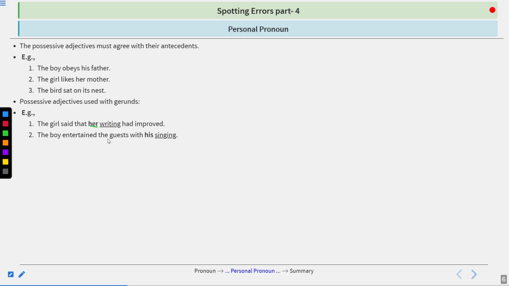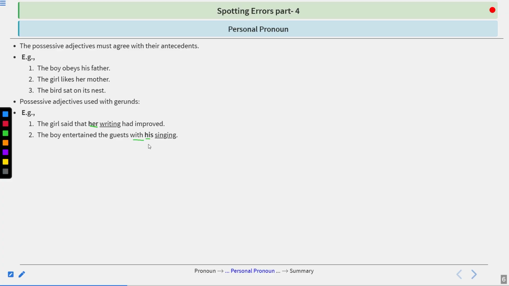The boy entertained the guest with his singing. So with is a preposition here. And the word singing has become the object of the preposition with. So it is a gerund, and we have used a possessive adjective before it, his.